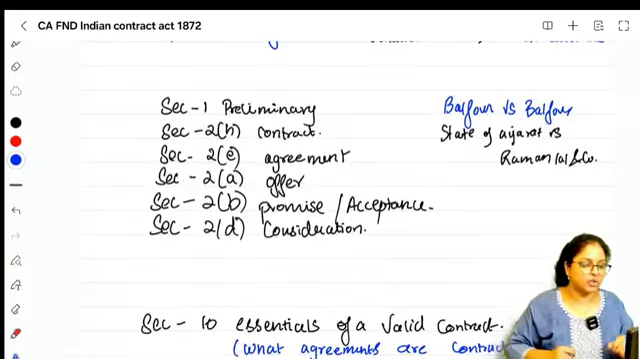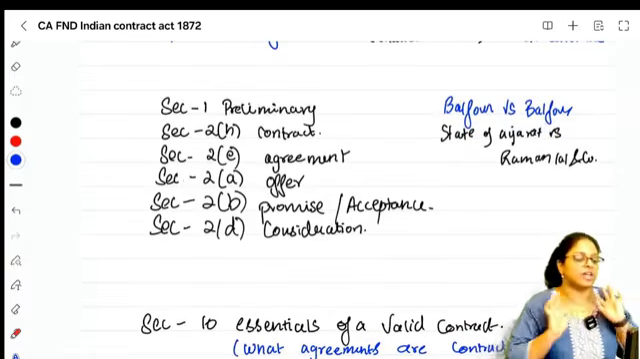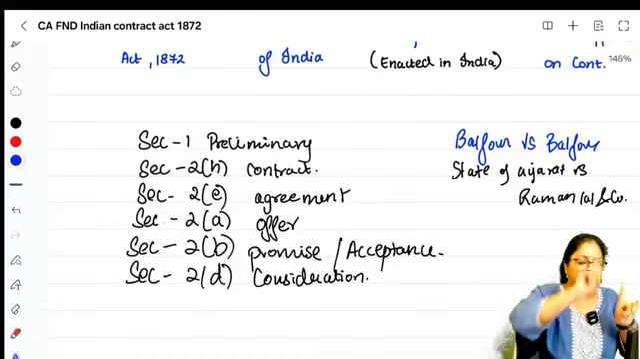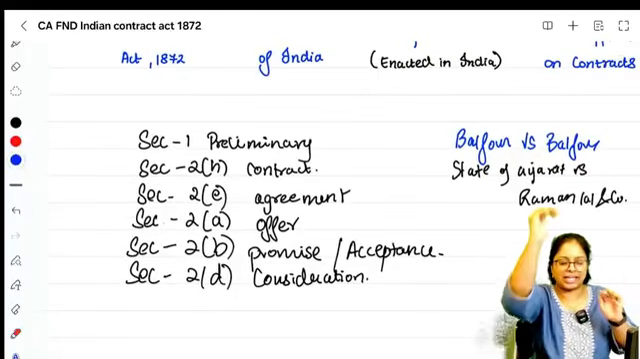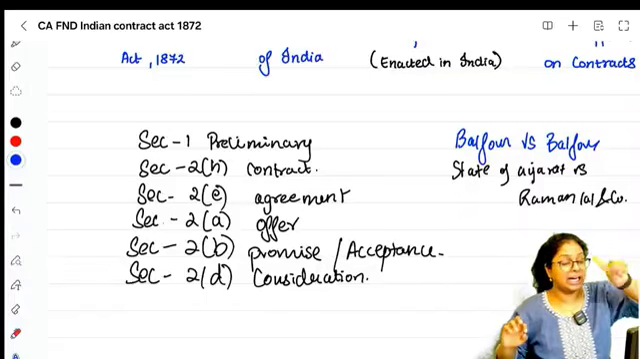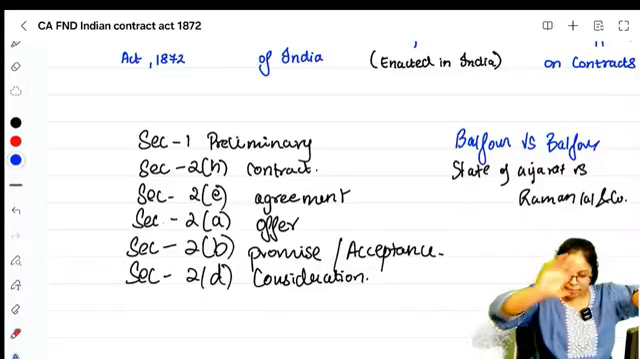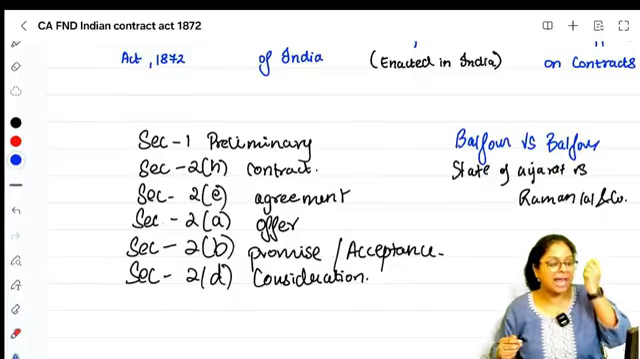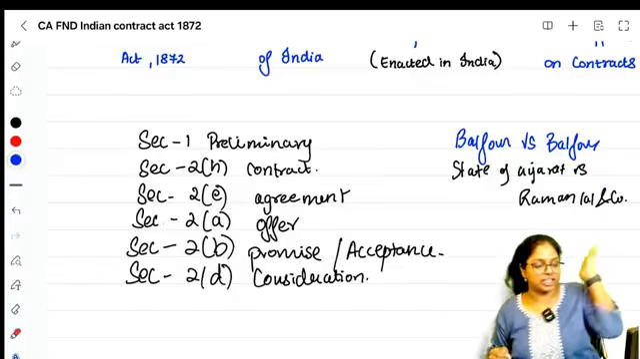We'll quickly, for just 2 seconds, revise the whole section so that we are absolutely clear. Section number 1, what does it talk about? Preliminary. Section 2(h), contract, is what we started with. Contract is split into agreement and enforceability. Agreement is 2(e). Agreement is split into offer, acceptance, consideration. Offer is 2(a), acceptance is 2(b), consideration is 2(d).